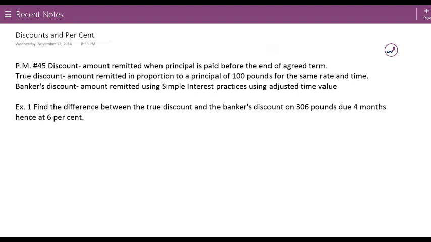The true discount is the amount remitted in proportion to a principal of 100 pounds, of $100, any units, for the same rate of time. So we're looking at, in an ideal world, if all of our numbers were nice and happy and we were using 100 to go with our percentages, how much would you be paying if it was all based on nice happy hundreds? A banker's discount is the amount remitted using the simple interest practices, using adjusted time value.